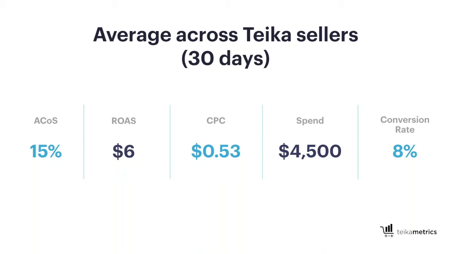But going back to the ROAS, the 4-to-1 ratio, that's the industry standard. So you can see that as an Amazon seller, you have the chance to have a higher ROAS than is common in the industry. So here we see a $6 average across our sellers, which is a little bit higher than that 4-to-1 ratio we discussed earlier. Yep.